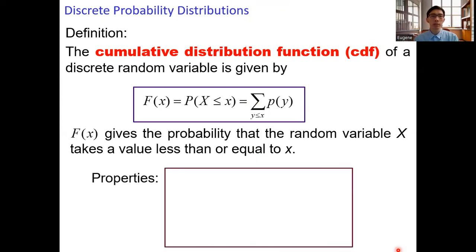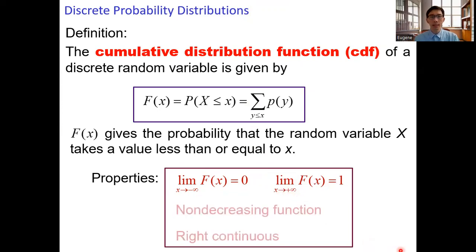Here are some properties regarding the CDF. The limit of the CDF of x equals 0 when x approaches negative infinity. And the limit of the CDF of x equals 1 as x approaches positive infinity. And the CDF is a non-decreasing function, and it is right continuous.